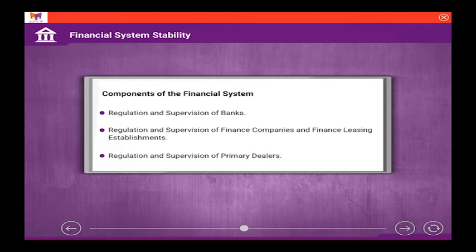Regulation and supervision of primary dealers. The Central Bank is empowered to regulate and supervise primary dealers. The Public Debt Department of the Central Bank is responsible for supervising primary dealers.